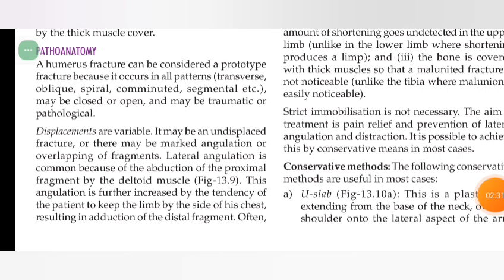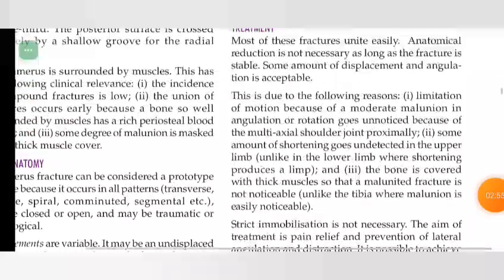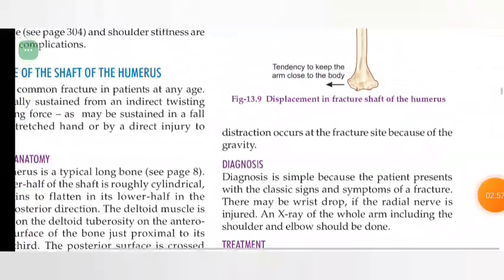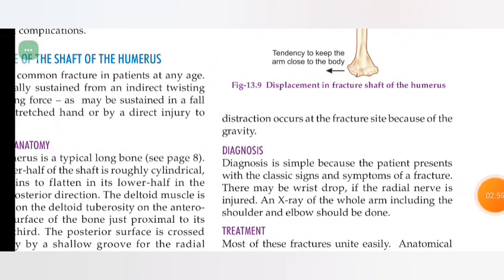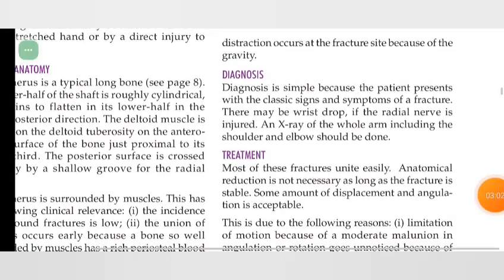It may be an undisplaced fracture, or there may be marked displacement. Angulation is common because of the abduction of the proximal fragment by the deltoid muscle. This angulation is further increased by the tendency of the patient to keep the limb by the side of his chest, resulting in adduction of the distal fragment. Often distraction occurs at the fracture site because of gravity.